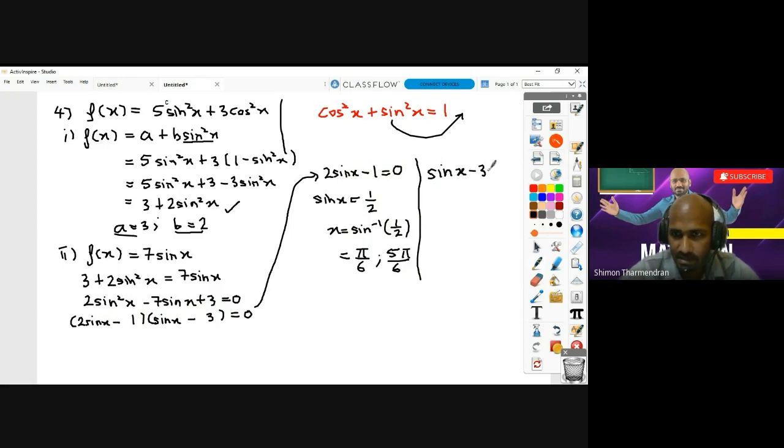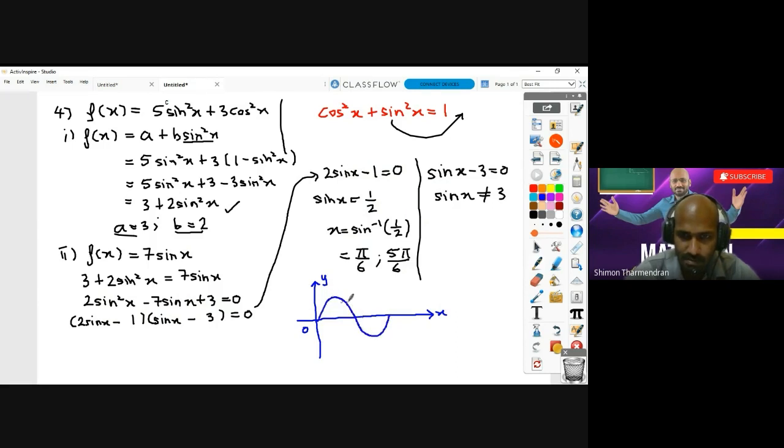Sin x minus 3 equals to 0. Sin x, just put like this, cannot equals to 3. Why sin of x cannot equals to 3? This comes from the graph of a sin x function. Just make a rough sketch over here. This is a sinusoidal curve that has an amplitude. A standard sin x graph goes up and comes down. But what is the amplitude? Maximum it can go is 1 and minimum is minus 1.